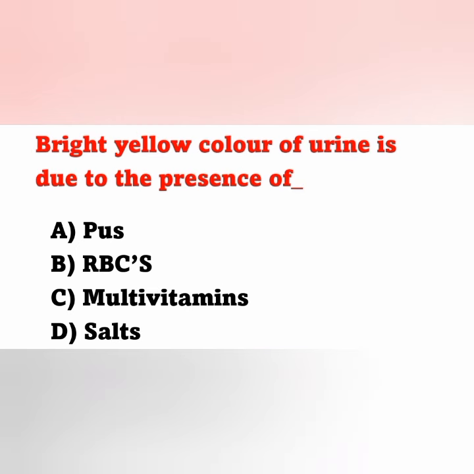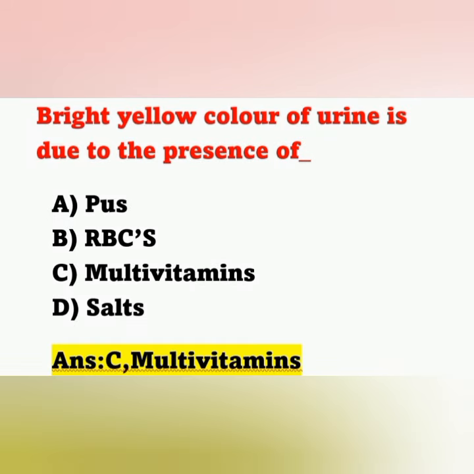Bright yellow color of urine is due to the presence of what? Option A pus, option B RBCs, option C multivitamins, option D salt. If you are taking multivitamin injections or multivitamin tablets, then the urine color will be bright yellow in nature. So the answer is option C, multivitamin. Bright yellow color of urine indicates the consumption of multivitamin.